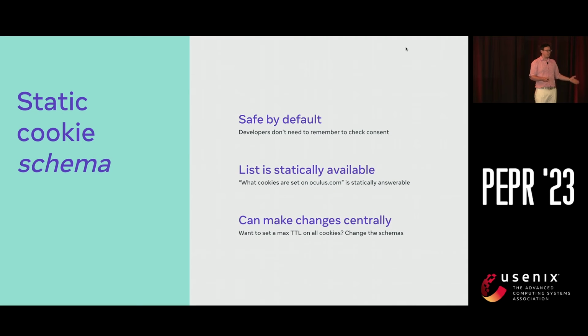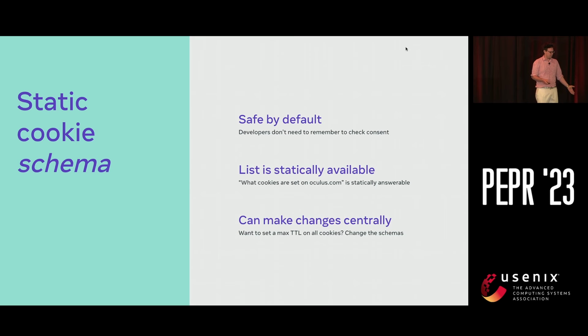OK, cookie schemas are great. They're safe by default. Developers don't have to remember to check anything. The list is statically available. If you want to know what cookies you have, you look at the schema, and it's there. We actually have an intern tool, so you don't even have to read code. I can literally send our lawyers to the intern tool to read this. And you can make changes centrally.